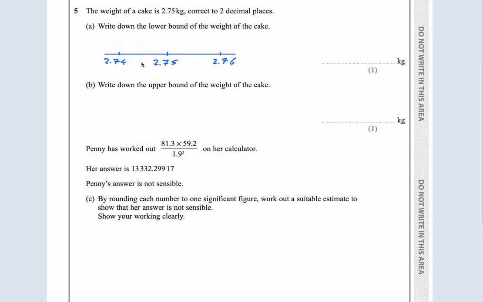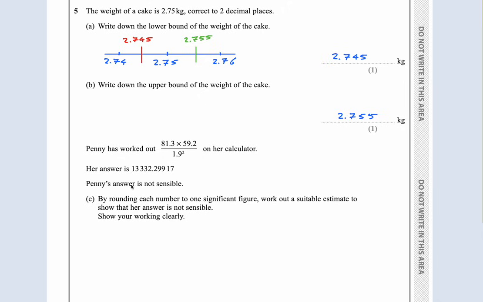So it's halfway. This is 2.745, and this is 2.755. The lower bound is therefore 2.745, and the upper bound is 2.755. Okay. Then it says Penny has worked out this on her calculator.